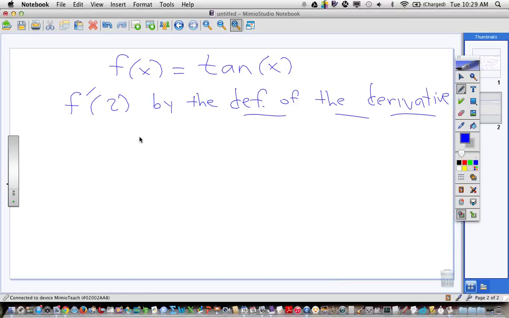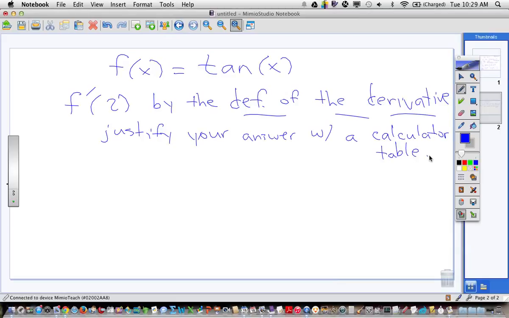Now, I also would probably say in here, justify your answer with a calculator table. So there would be additional directions here. So this is clearly a calculator one. So we have to set up the definition of the derivative and then go to our calculator as we did on those worksheets using the table. So go ahead and do this one.